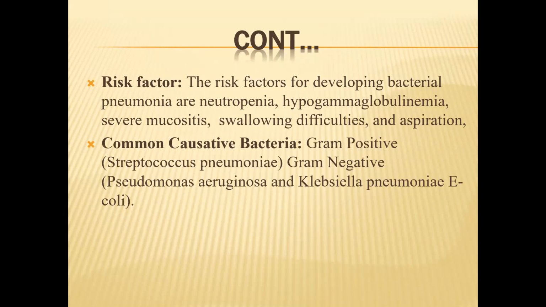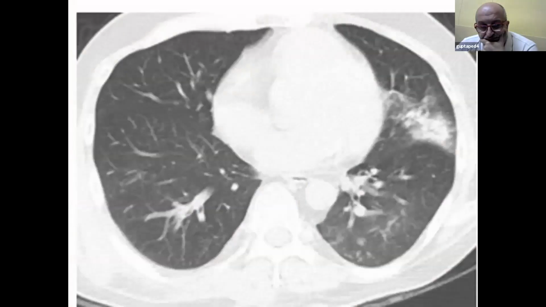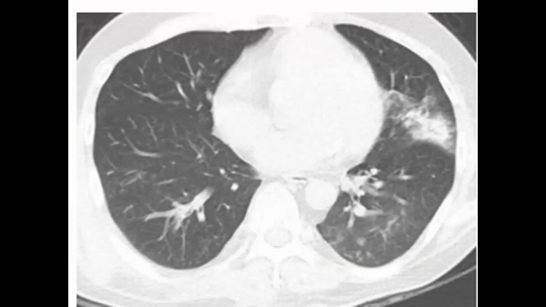In the engraftment phase, patients develop bacterial pneumonias, as do patients with hypogammaglobulinemia, severe mucositis, swallowing difficulties, and aspiration. Common causative agents are gram-positive Streptococcus pneumoniae and gram-negative Pseudomonas aeruginosa, Klebsiella pneumoniae, and E. coli. The next slide, sir. This is the radiological description of bacterial pneumonia, which shows that the bacteria has involved a single lobe of the lung. The next, sir.